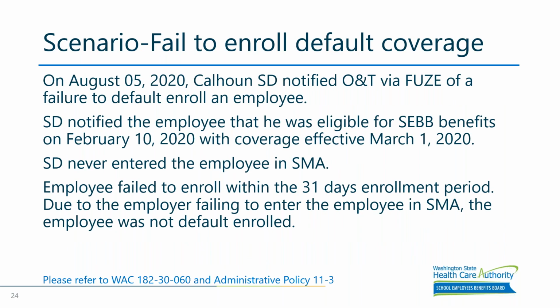So here's another scenario: failure to enroll in default coverage. And again, if an employee is put into SEBB My Account and they don't do anything for 31 days, on day 32, they're going to be defaulted into the health plans. So on August 5th, Calhoun School District notified outreach and training through Fuse of a failure to default enroll an employee. The school district notified the employee that he was eligible for SEBB benefits on February 10th with coverage effective March 1st. The school district never entered this employee into SEBB My Account. So the employee failed to enroll within their 31-day enrollment period.